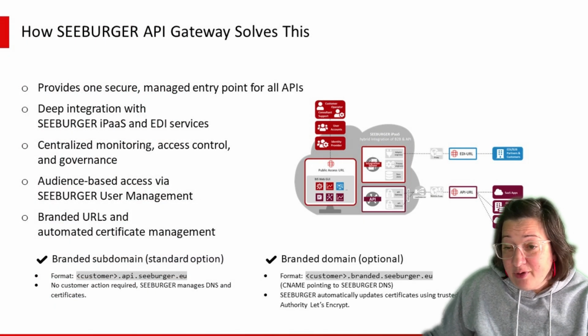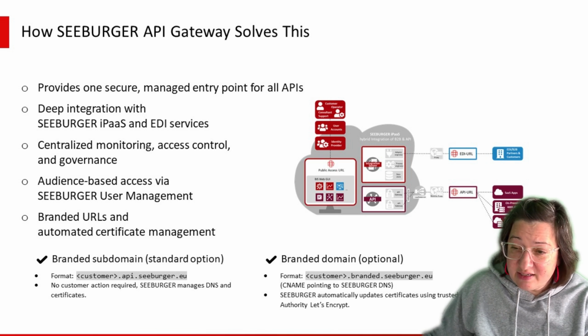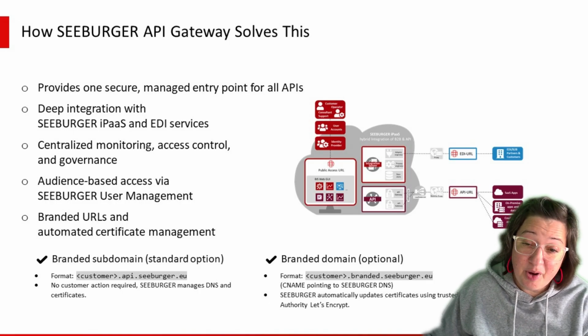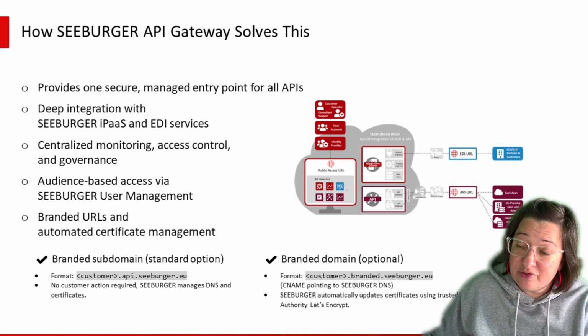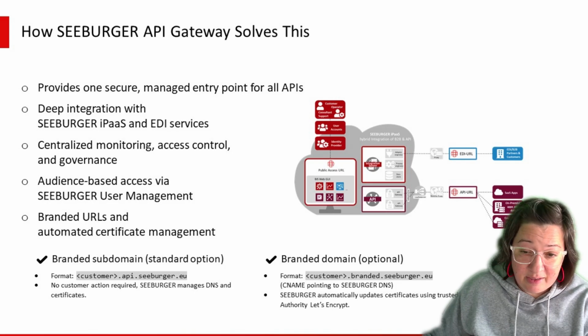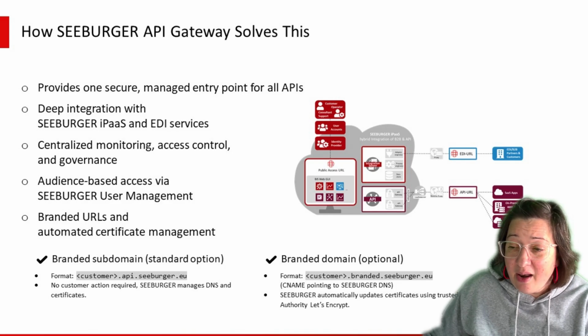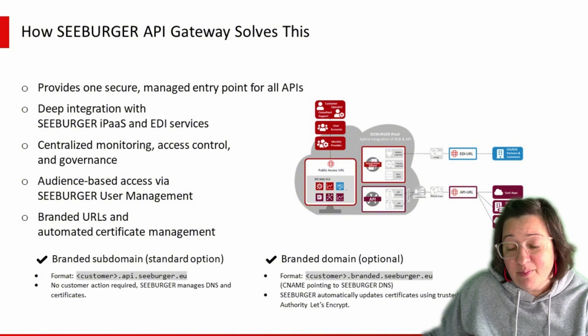As part of the SEEBURGER iPaaS, the API Gateway is seamlessly integrated into our hybrid integration platform. It works hand in hand with the classic EDI engine, combining the world of traditional B2B messaging and modern API connectivity. Both EDI and API traffic are handled through separate dedicated routes to ensure performance and reliability. All requests pass through a highly available, load-balanced infrastructure operated by SEEBURGER, so scalability and resilience come built in.